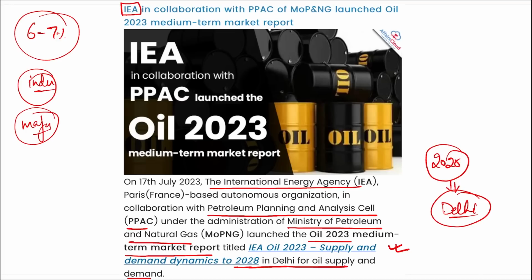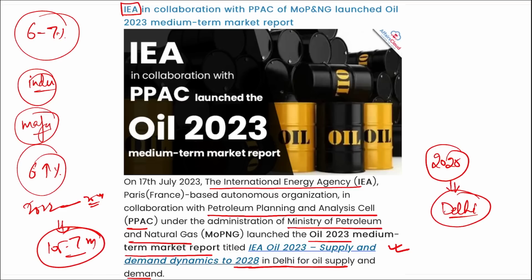And the oil medium-term market report forecasted that under the current government policies and market trends, global oil demand will rise by 6% between 2022 and 2028, and it will reach around 105.7 million barrels per day. And this data was released by which organization? It was released by International Energy Agency in collaboration with PPAC, that is your Petroleum Planning and Analysis Cell. Correct? If we talk about IEA, where is the headquarter? It is in Paris, France.